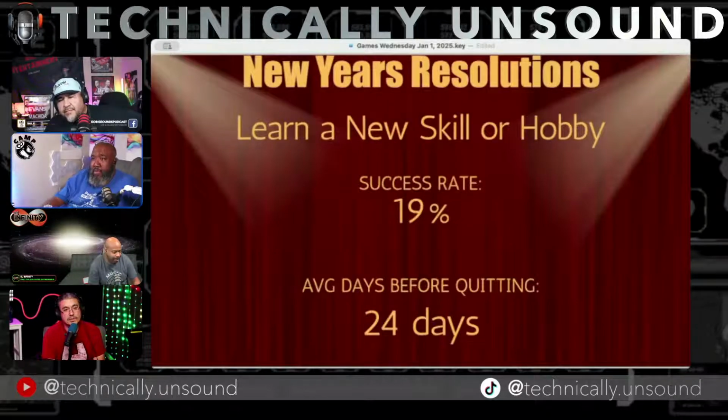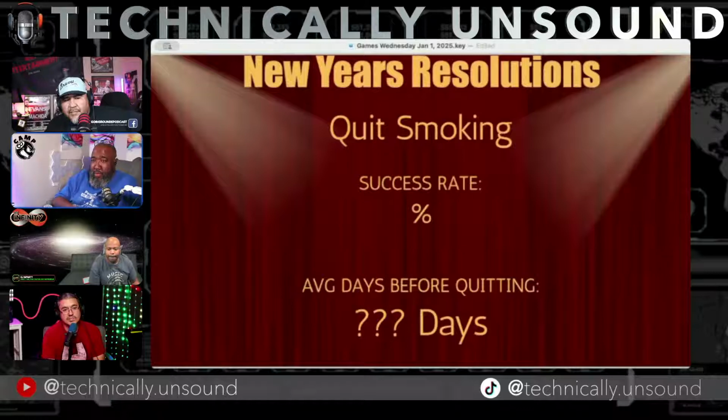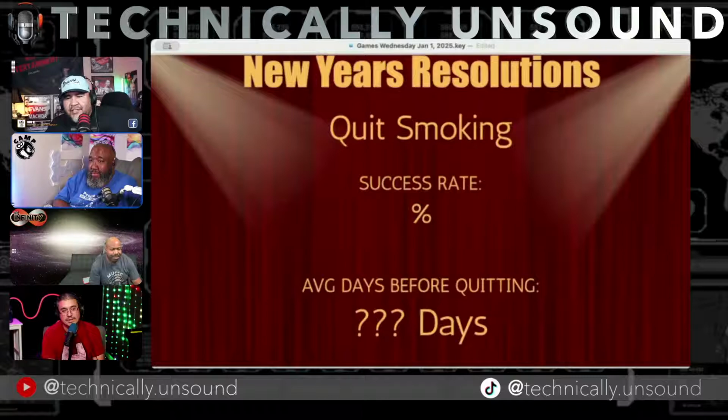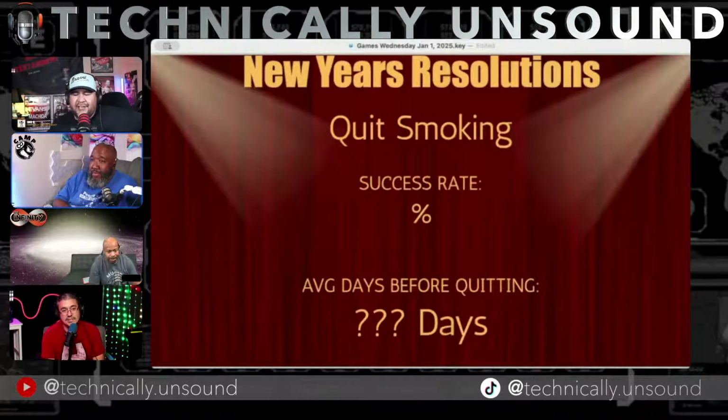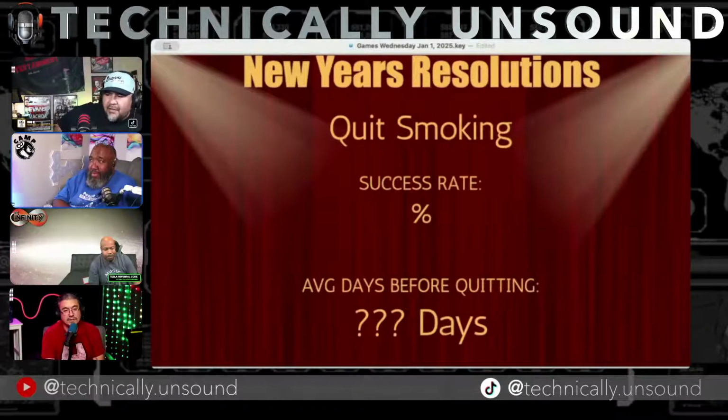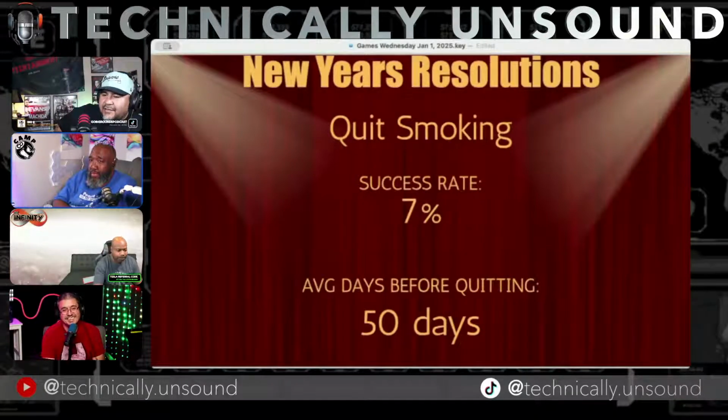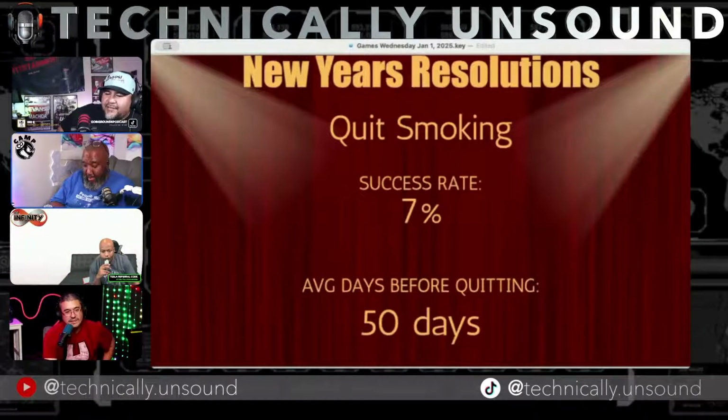Here's a popular one. Quit smoking. You know this one's going to be low. That's horrible. Success rate? 5, maybe. Yeah, 10. I was going to say 3%. And average days before quitting. But you got Magic in there. Magic's in the mix. He's succeeded. Average days before giving up on the resolution? I would give that one 21 days. Nope. They try, but only 7% succeed. Almost 2 months of trying.